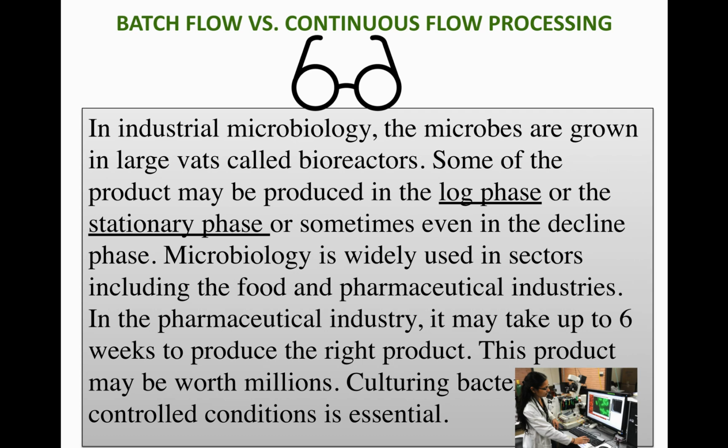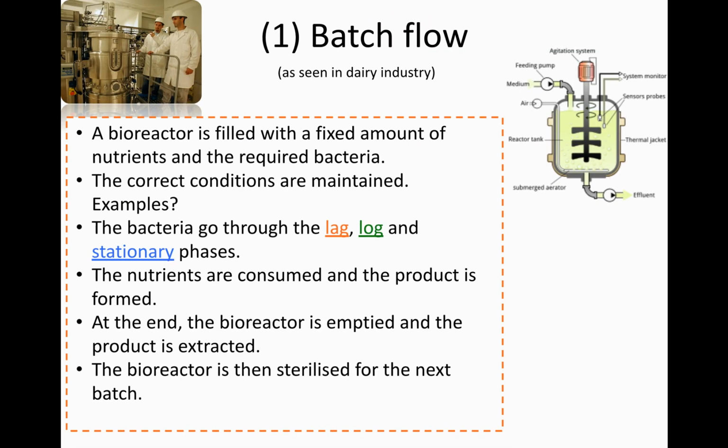Now, in relation to industry, there are two different approaches. You can either have what we call batch flow, or you can have continuous flow. What you need to know about this, and we're going to put it in context, for example with batch flow, is the dairy industry. Any cheeses that you eat will be produced as a result of batch flow. The word batch suggests that you're producing things in groups and then you're starting again. And that's exactly what this process involves.